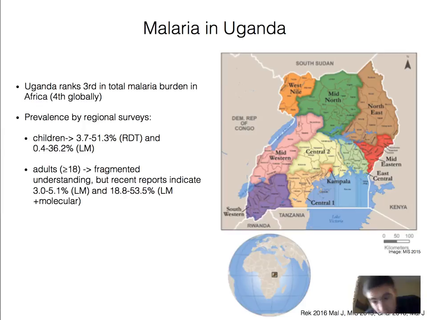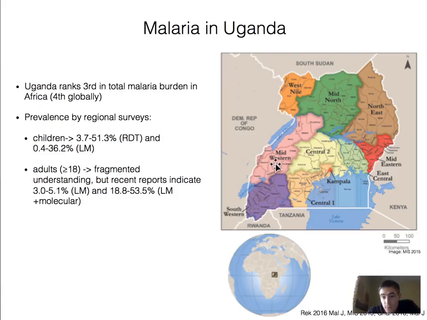This presentation is on malaria in Uganda. Uganda ranks 3rd in total malaria burden in Africa and 4th globally. Malaria prevalence in Uganda varies tremendously based on the region, but also on the techniques that are used by different studies to assess malaria rates in Ugandan populations.